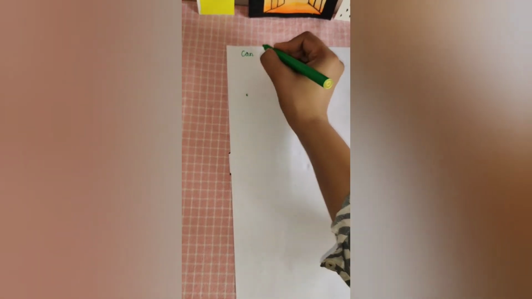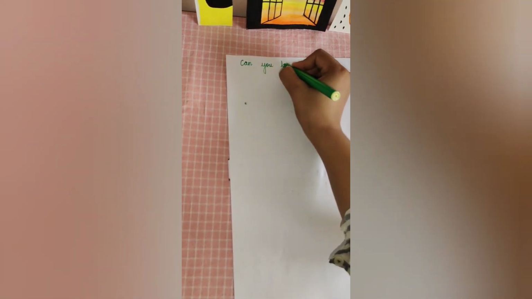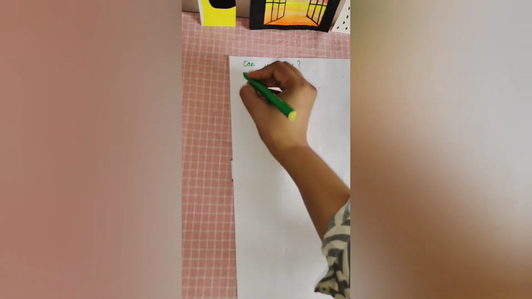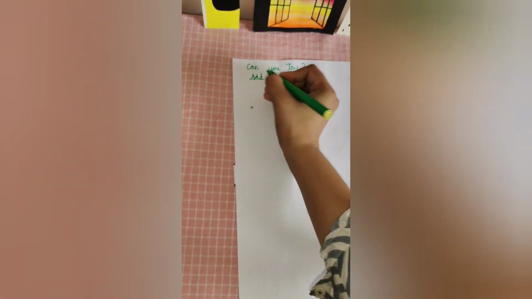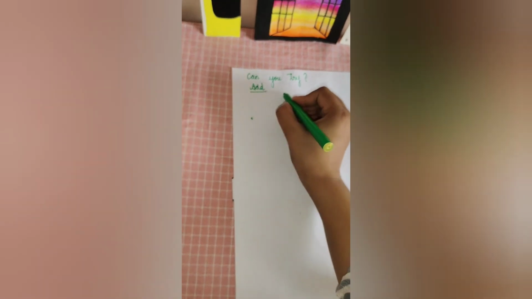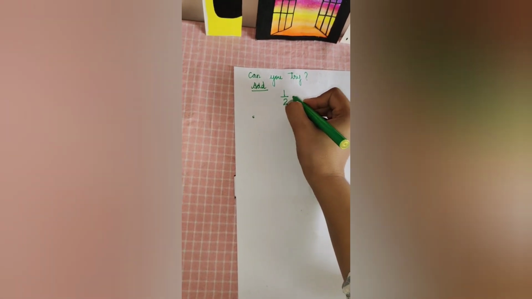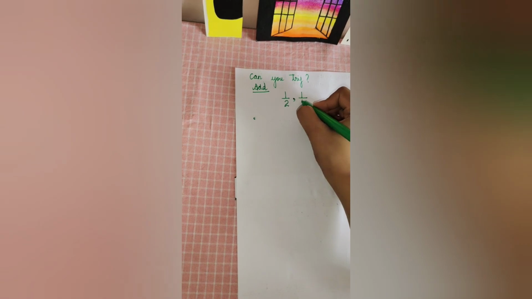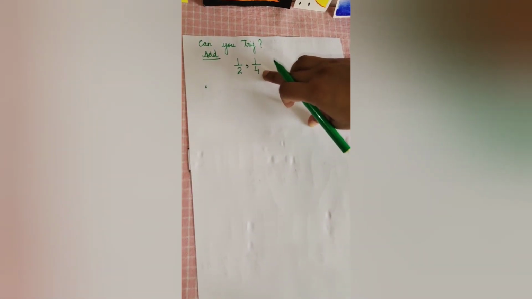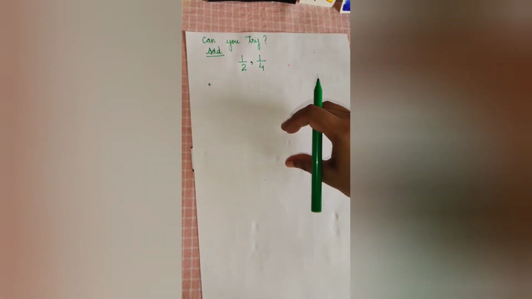Now I am going to give you different numbers. Can you try to add these two fractions, 1 by 2, 1 by 4? Show me your wrong answer also and right answer also. Okay, first of all you are going to convert them into like fractions, represent them on a strip, then at last you are going to add them.